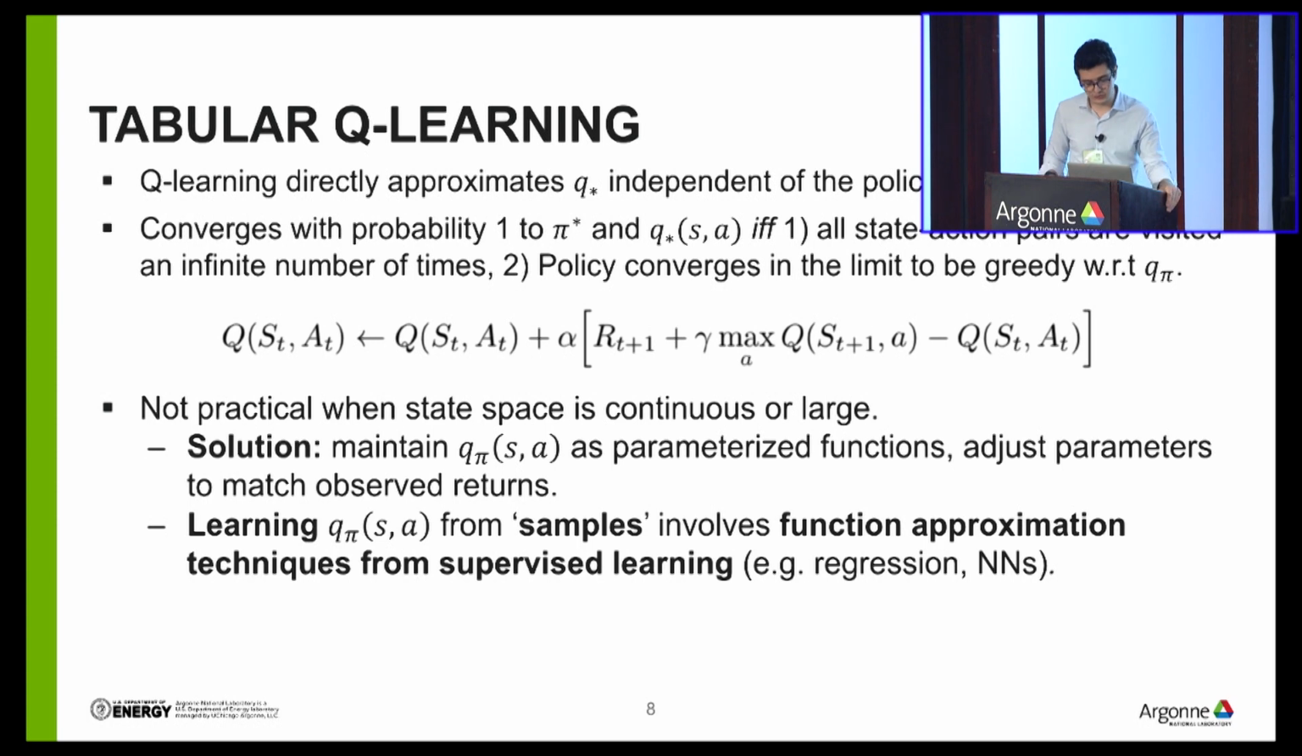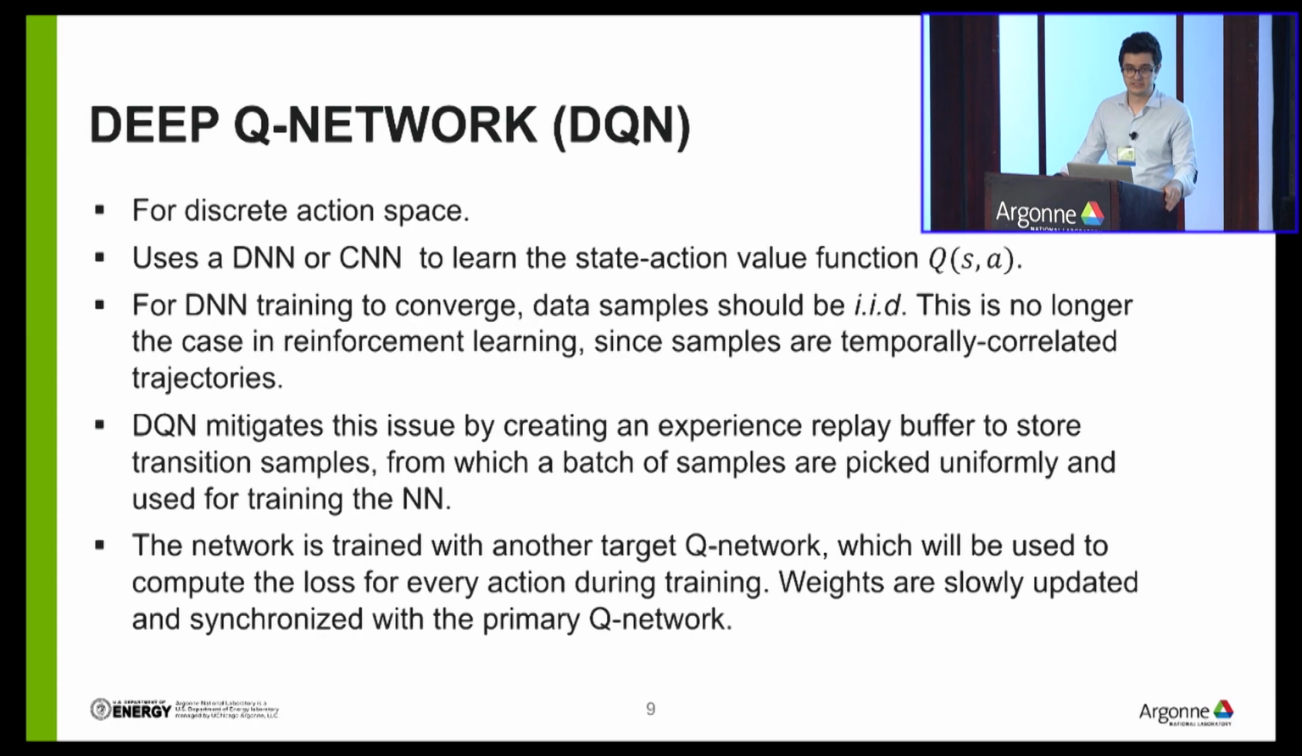So what we do here is to maintain this state action value function as a parameterized function in the state space. And by doing that, we can reuse the techniques from supervised learning, which we know well, for example, neural networks or regressions, to fit this function. So this is the basic idea of deep Q networks. It's primarily for discrete action spaces. Our state space can be discrete or continuous. It was, I think, proposed in 2013 or 2014, and it was a breakthrough at that time.